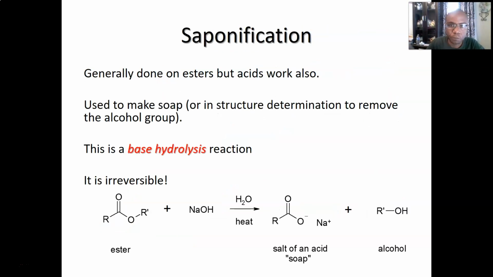All right. Saponification. This is also called ester hydrolysis. Hydrolysis because you are using the elements of water to break down esters. But because you are using a strong base, we call it saponification. And it's also because this is the way we make soap. So saponification.